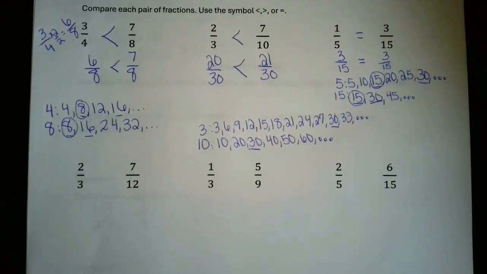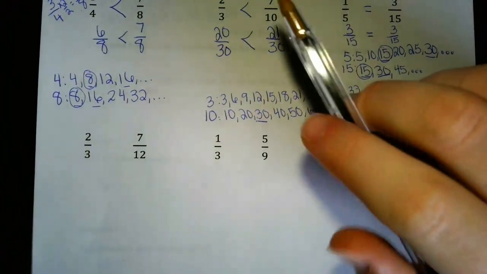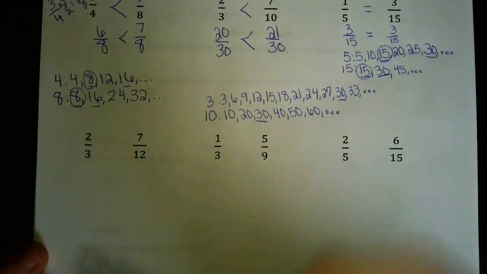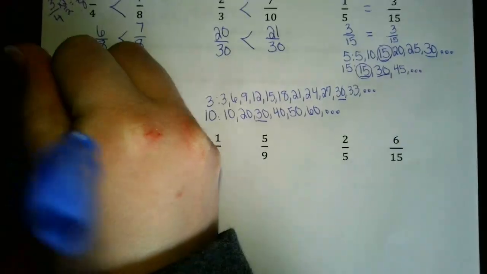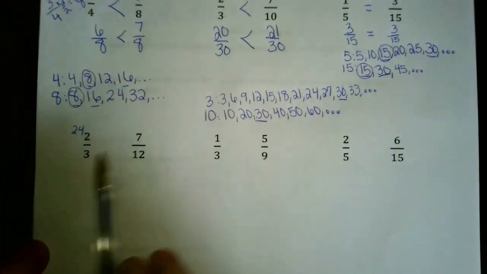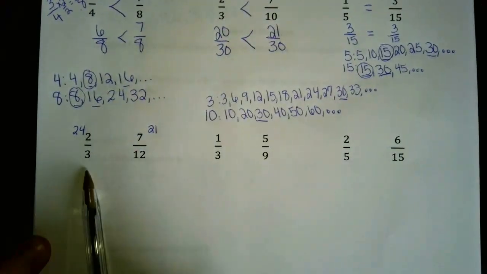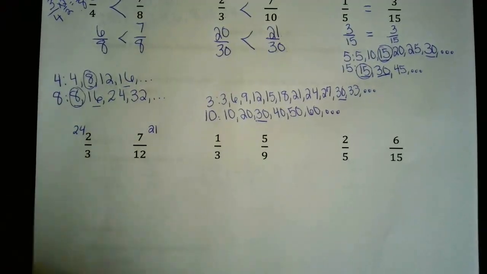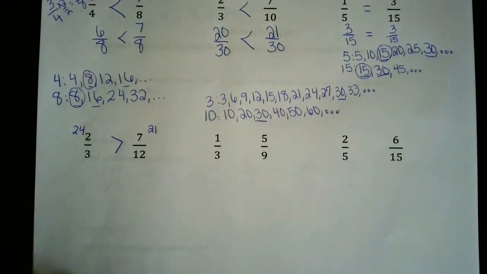You can also do a little trick. You can use cross multiplication and make whole numbers to compare. So if we do cross multiplication and we do 12 times 2, we get 24. If we do 3 times 7, we get 21. Now we just compare the whole number parts. 24 and 21. Which one is bigger? 24. So it eats the 2/3.